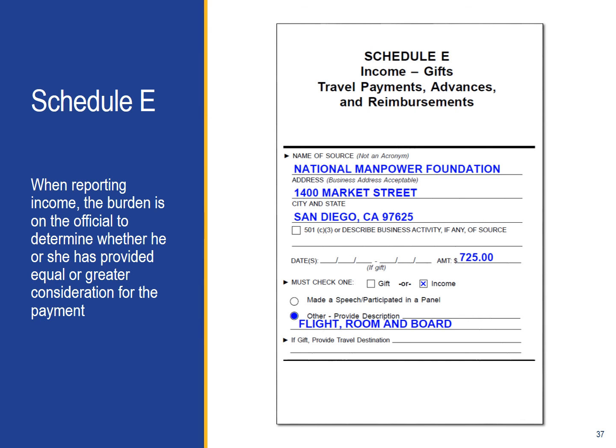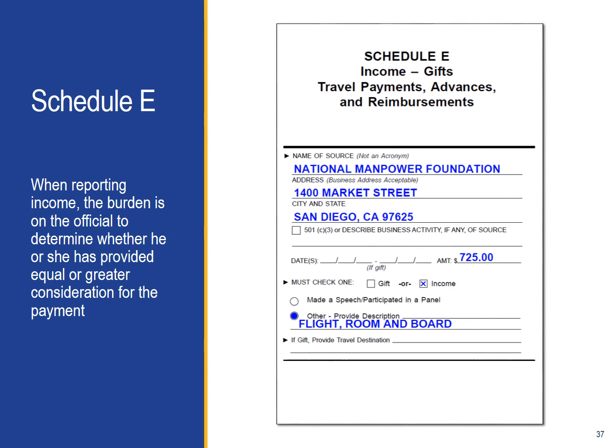When reporting a travel payment on Schedule E, the filer must indicate whether the payment is a gift or income. If a filer marks the income box, he or she is indicating that consideration of equal or greater value was provided for the payment. Dates are not required for income payments, and income payments are not subject to the gift limit. There are also types of travel payments that are considered gifts, but are not subject to the gift limit.